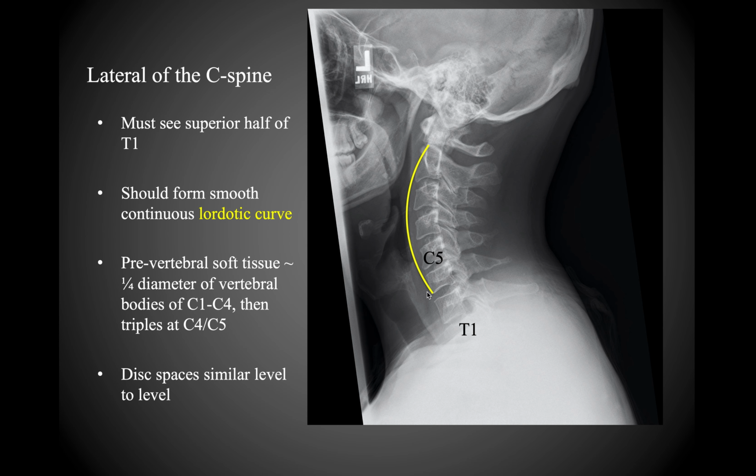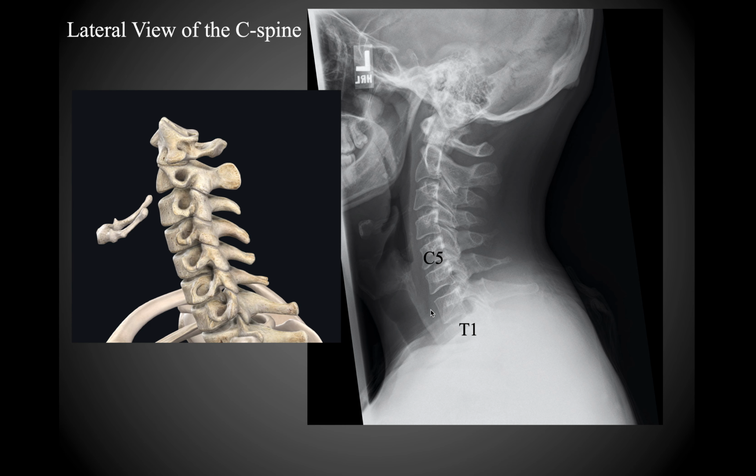You'll also note that the prevertebral soft tissue is usually about a quarter diameter of the vertebral bodies of C1 through C4, and then it triples at C4, C5. So again, you have relatively little prevertebral soft tissue more proximally along the spinal column, but as you move down further and further, that prevertebral soft tissue expands dramatically, and so you get this rapid expansion of the soft tissue there.